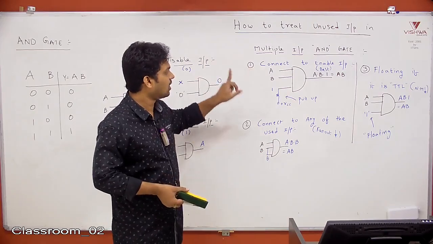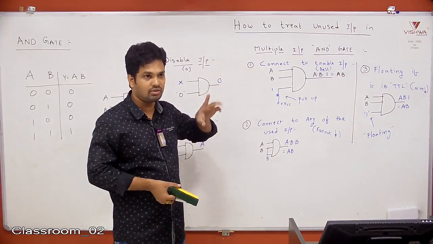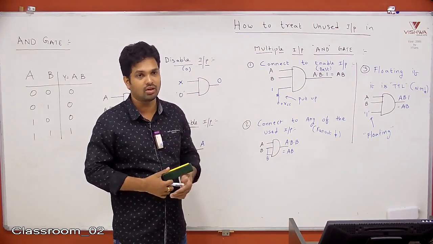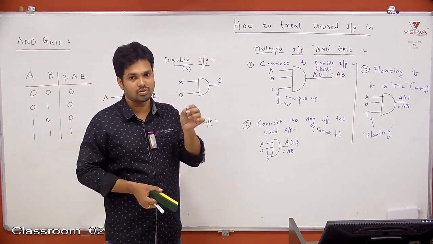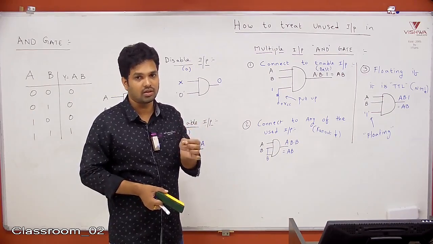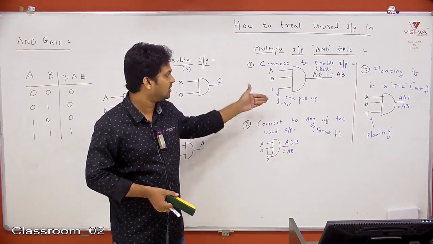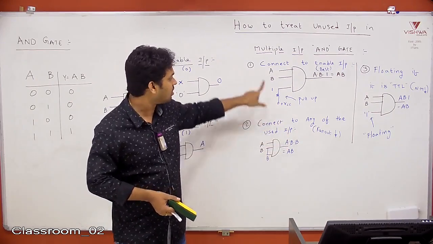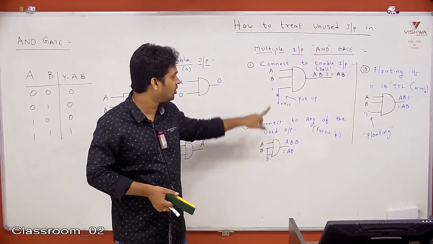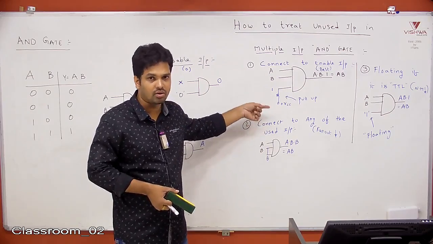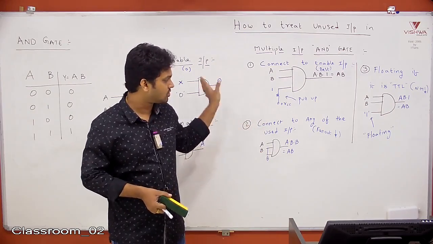First one, connect to enable input. It is given in one of the IES paper also. They have given a 4 input NAND gate or some particular gate. They ask two inputs are used, other two inputs to be connected to, which one is the best option? Like that they have given 4 options. Best one is always connected to enable input. Okay, enable need not be 1 every time. I will show you it can be 0 also. Okay, depending on the gate. First copy up to this.